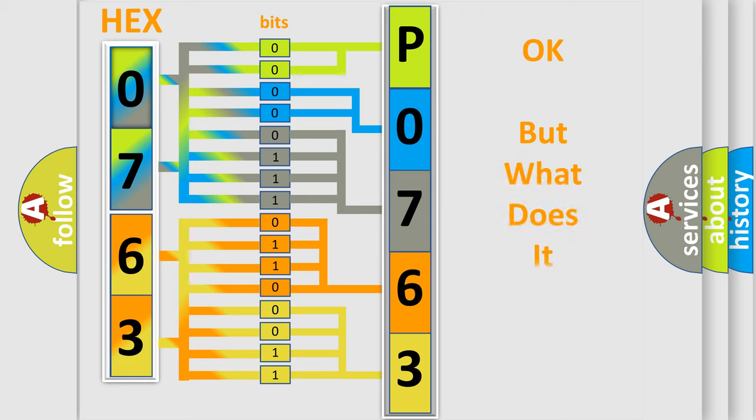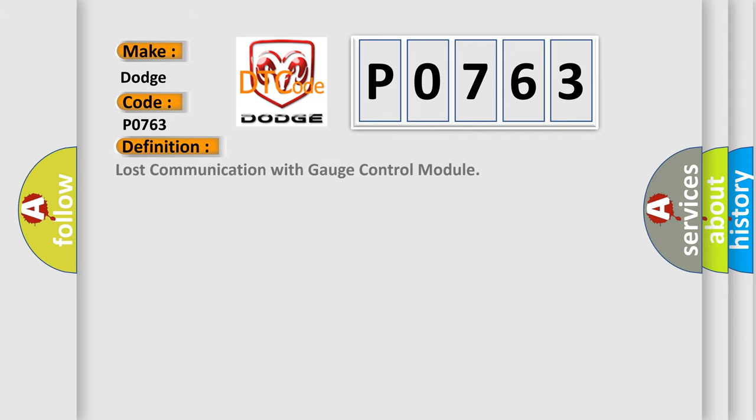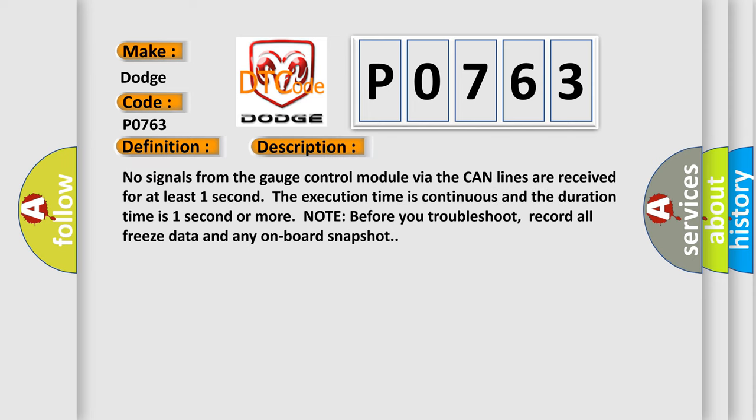The number itself does not make sense to us if we cannot assign information about what it actually expresses. So, what does the diagnostic trouble code P0763 interpret specifically for Dodge car manufacturers? The basic definition is lost communication with gauge control module. And now this is a short description of this DTC code. No signals from the gauge control module via the CAN lines are received for at least 1 second. The execution time is continuous and the duration time is 1 second or more.